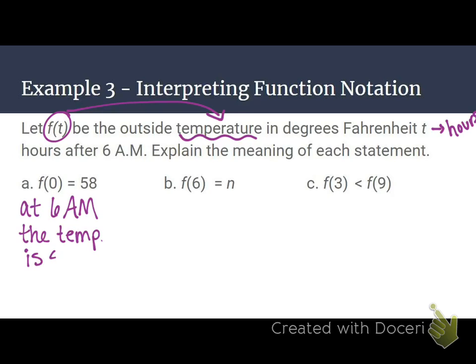How do you know that? Because they said f of t represents temperature. So if f of some number is equal to 58, that's my temperature. T is hours. They plugged in a 0 for t, so 0 hours after 6 a.m.